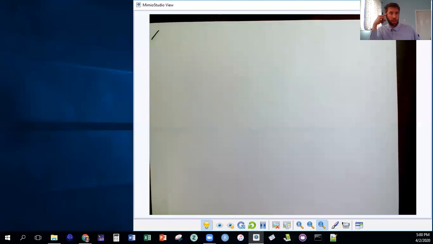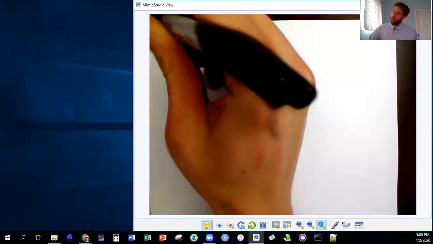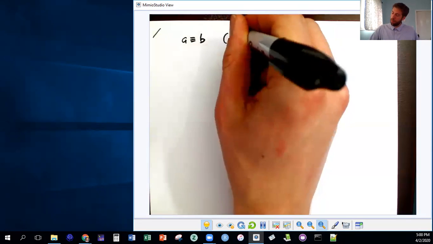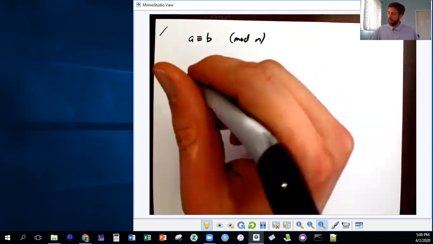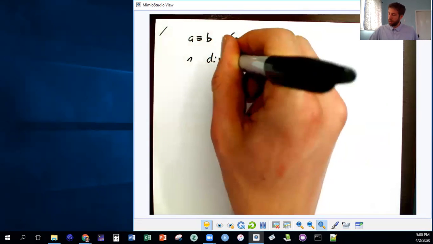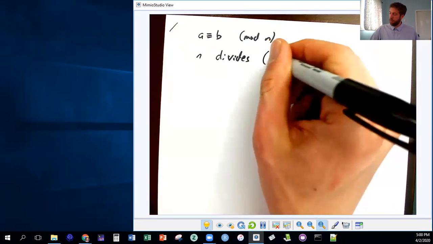So now we're doing section 3.5, preview activity 2. For number 1, we let n be a natural number and a and b be integers. Write the definition of a is congruent to b modulo n. Okay, so a congruent to b mod n. Well, the definition of that is that n divides a minus b.